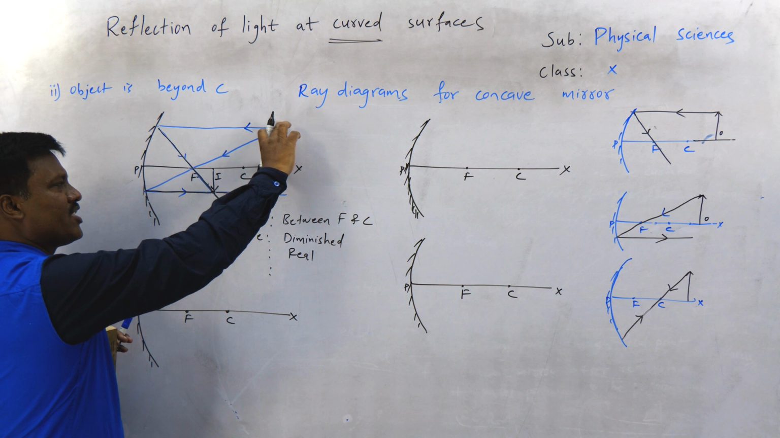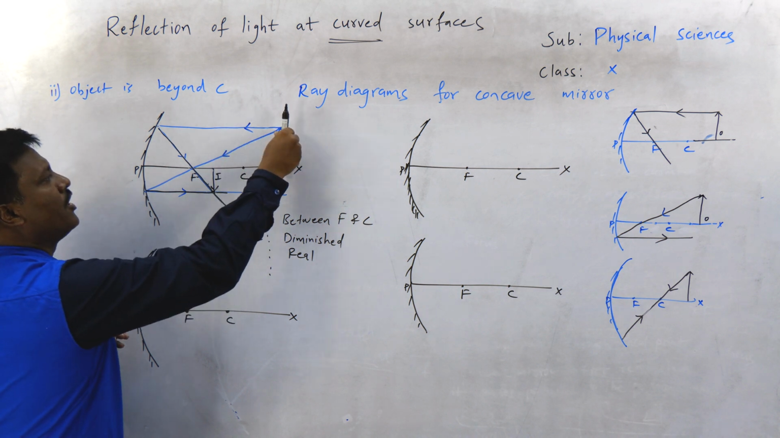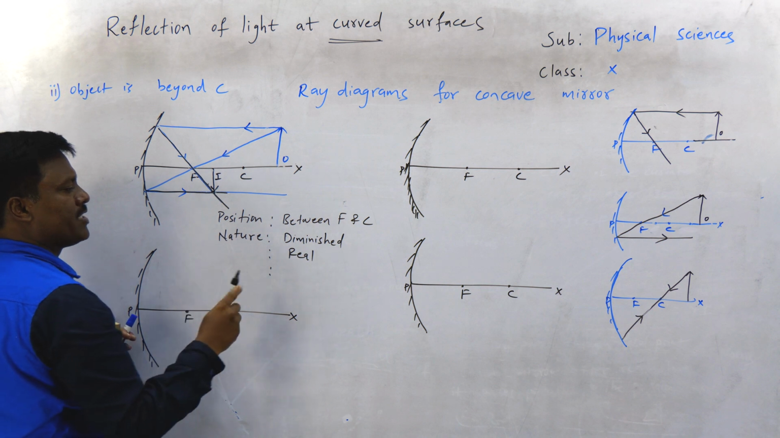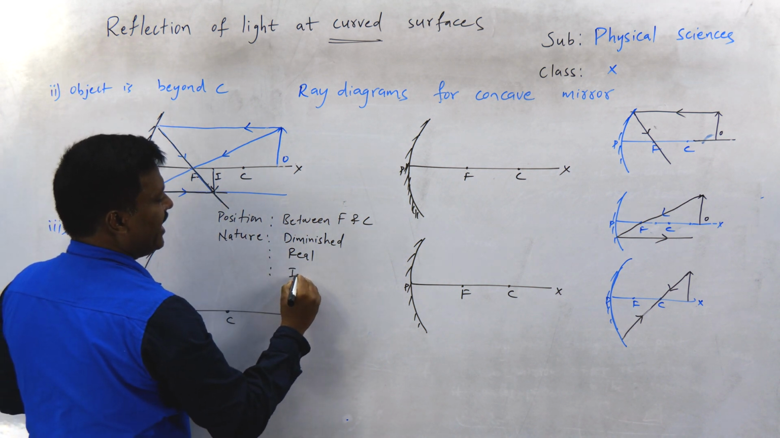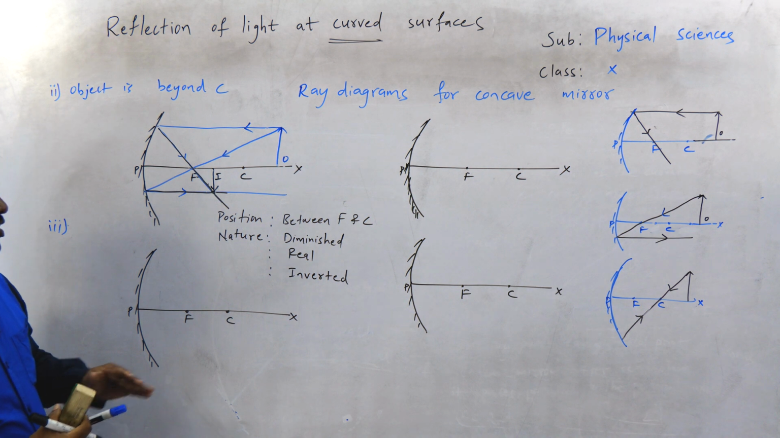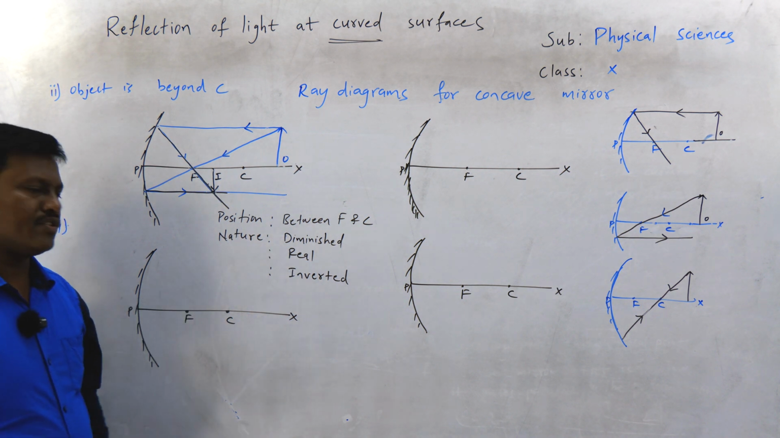And one more important thing, this is principal axis. Object is upright. Object is like this, but image is like this, inverted. Image is formed below the principal axis, so it is inverted image. Okay, so these are the characteristics of the image.